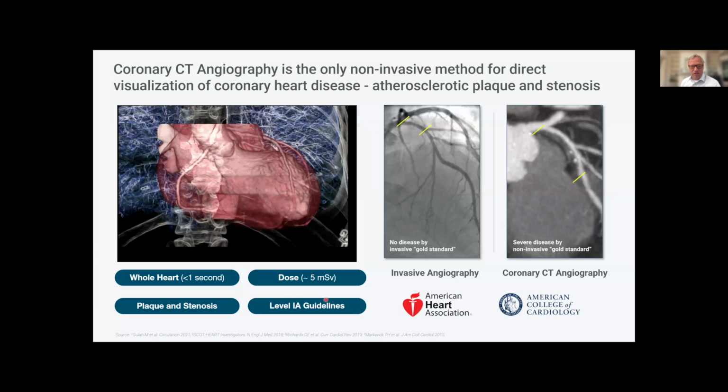Peter has shown some images and Jim has shown some images. Coronary CT is now a standard method. It's the only non-invasive method for direct visualization of coronary heart disease, atherosclerotic plaque, and stenosis. The best scanners can do a whole heart scan in less than 1 second, with a dose less than 5 millisievert. We can determine the presence and extent of plaque and stenosis. And after several randomized trials like the SCOT-HEART trial, the PROMISE trial, and others, we now have a level 1A recommendation in the guidelines.